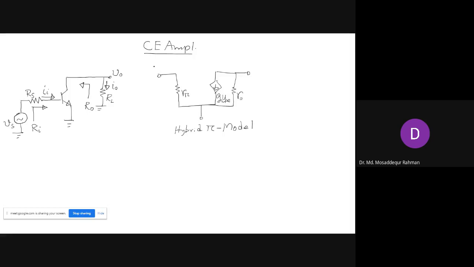So this terminal is our base terminal, this is our collector terminal, and this is our emitter terminal. If you compare this with the transistor itself, this is our transistor. This is our base, this is our collector, and this is our emitter.